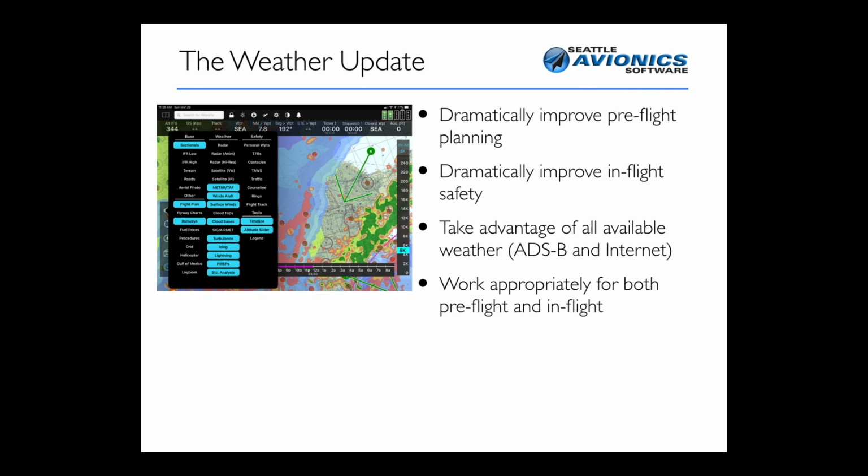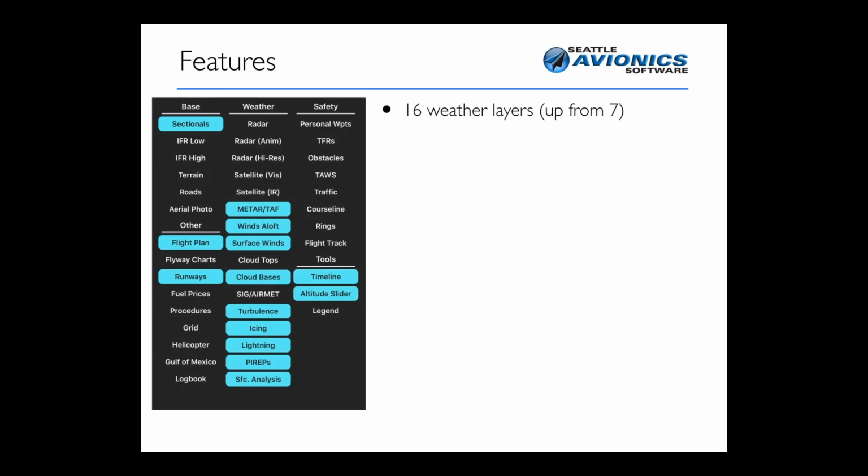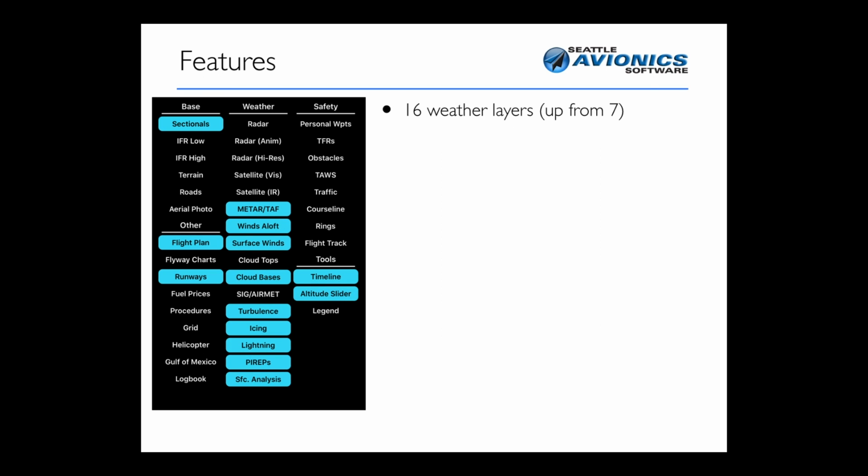I will show you what it's like to do pre-flight planning and then navigate in flight, and you can see the differences. Features. So what do we do here to make the product better? Well, there used to be 7 weather layers in the product. Now there are 16. And that's pretty evident when you take a look at that pop-up. In that pop-up there, you see that it used to be 2 columns wide. Now it's 3 columns. And the entire middle column is nothing but weather.